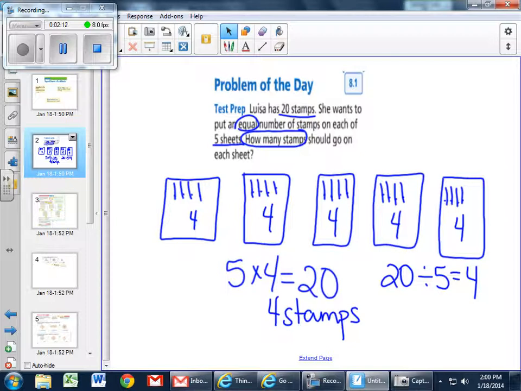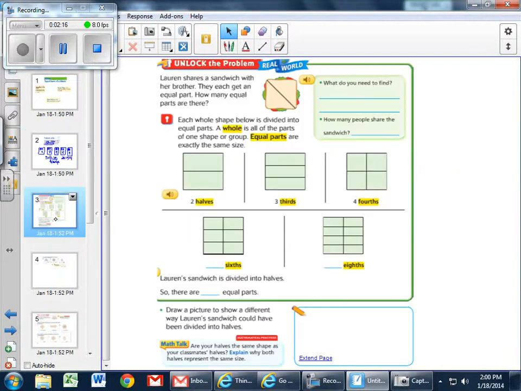With your fabulous math brains warmed up, we're going to move into some fractions. Unlock the problem. You should be on page 307 in your Go Math book. Looking at equal parts of a whole, your essential question, what are equal parts of a whole? We talked about that yesterday, or on the video before, with the new vocabulary that we're learning.